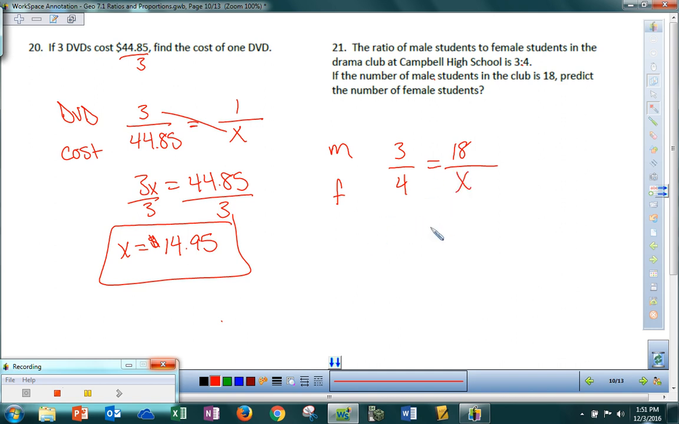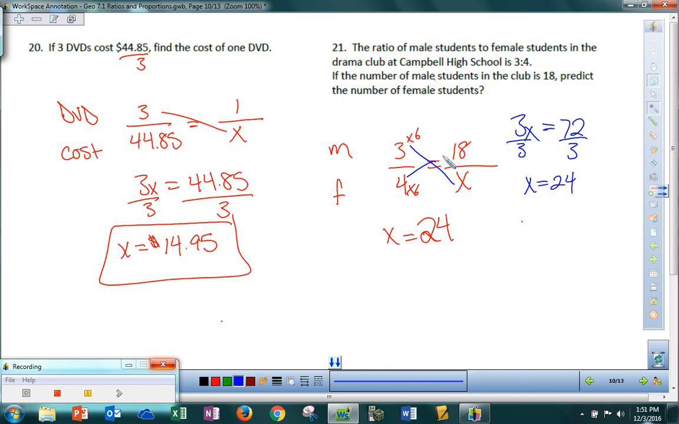Now, I actually think this one's easier to solve without cross multiplication. If you think 3 times what number gives you 18, well, that number is 6. To do the same thing, we would say 4 times 6. We should get x equals 24. Now, let's see if that works with cross multiplication. 3 times x equals 18 times 4, which is 72. Divide by 3 on both sides, and x actually does equal 24.